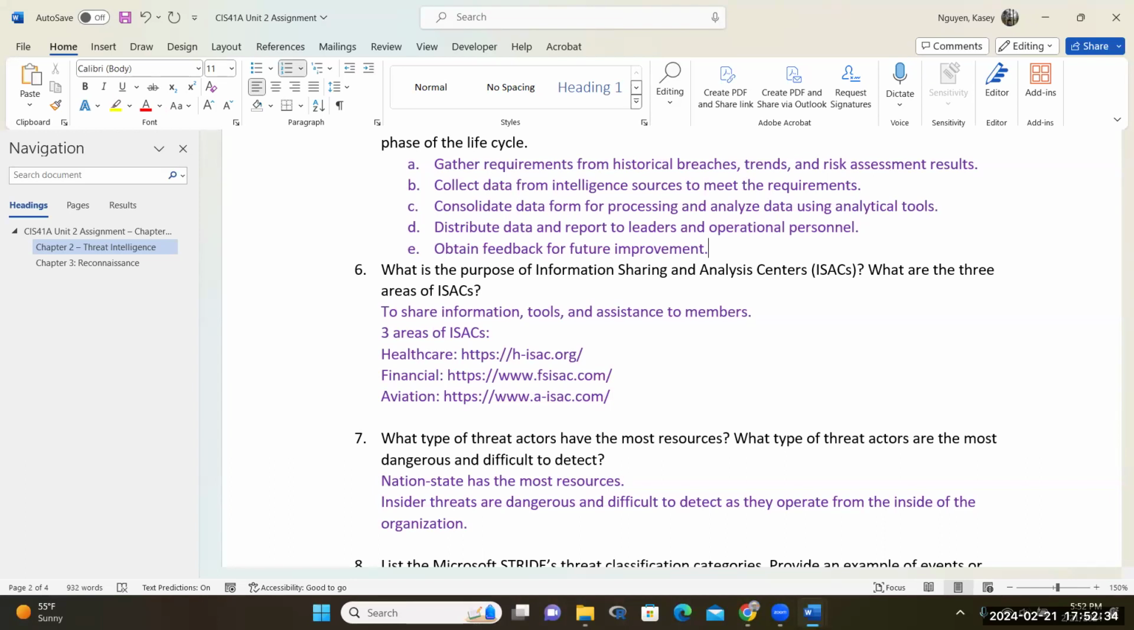In general, we would say that insider threats are the most dangerous. Why is that? Because we don't know when they're going to act. It's harder to detect because they're already on the inside.